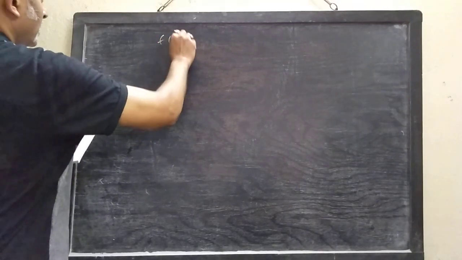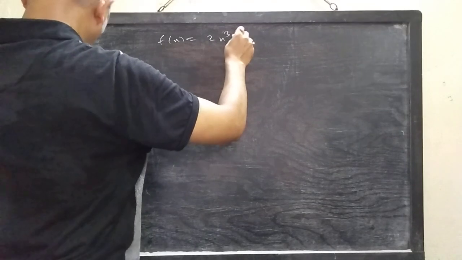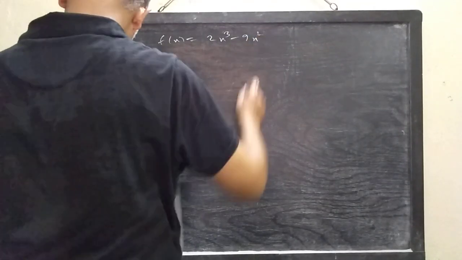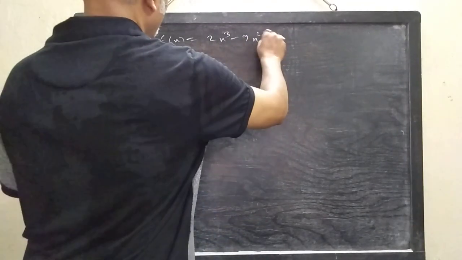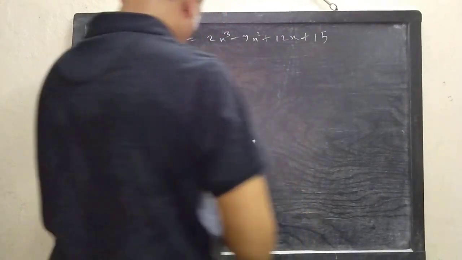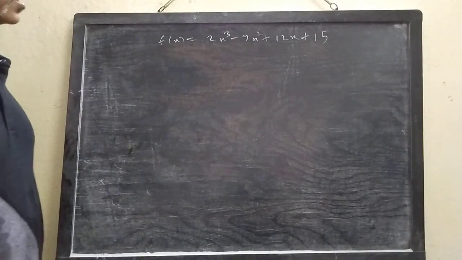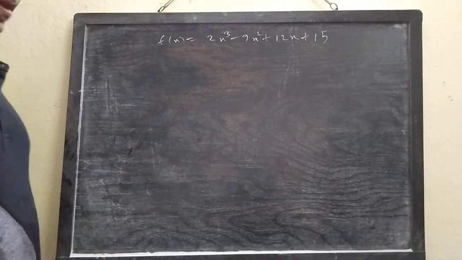Now suppose you are given a function f(x) equals 2x cubed minus 9x square plus 12x plus 15, and you are asked to find intervals where the function is increasing and where the function is decreasing.